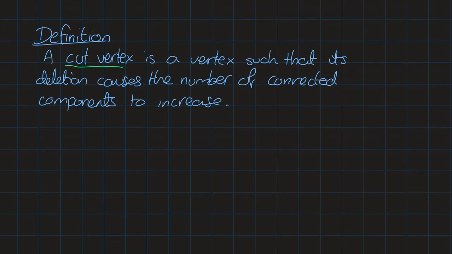So a cut vertex is a vertex such that its deletion causes the number of connected components to increase. Okay? This is quite an abstract definition, but the idea is a cut vertex is a vertex in a graph such that if you were to delete that vertex, you would break the graph up into two disjoint parts. You'd increase the number of connected components of the graph if you were to delete this particular vertex. And not every graph has a cut vertex, and some graphs have more than one cut vertex.